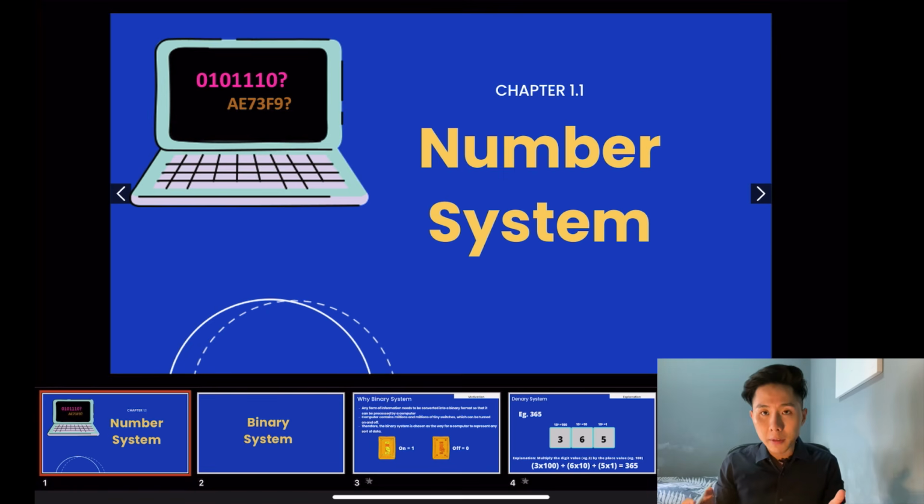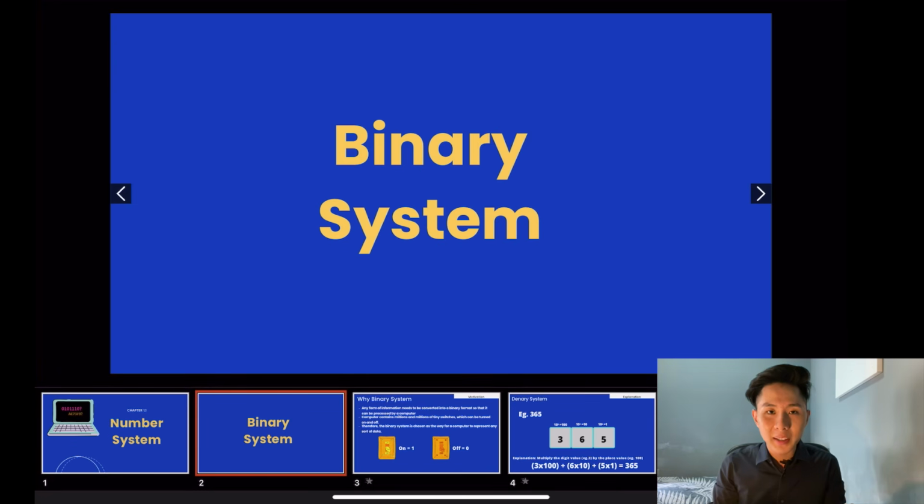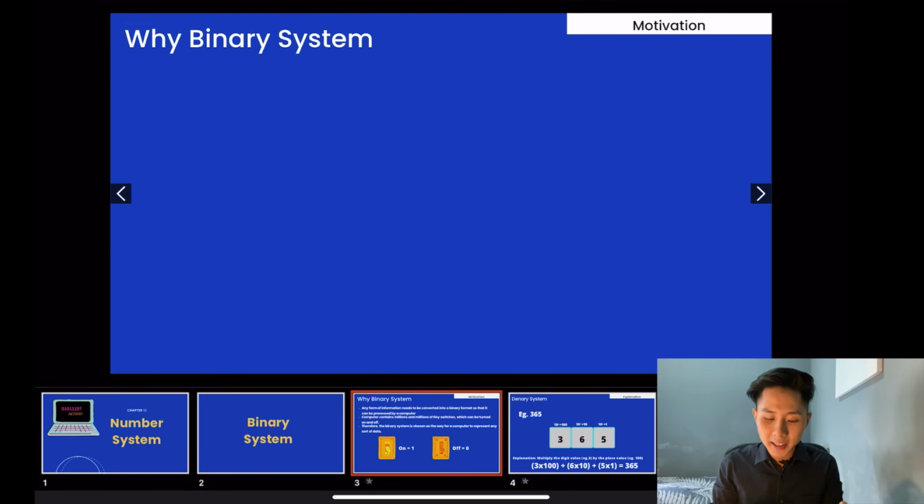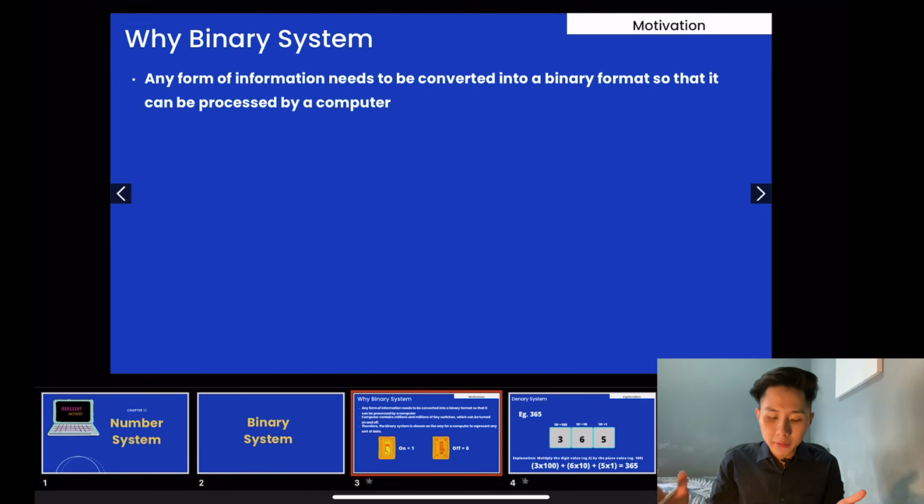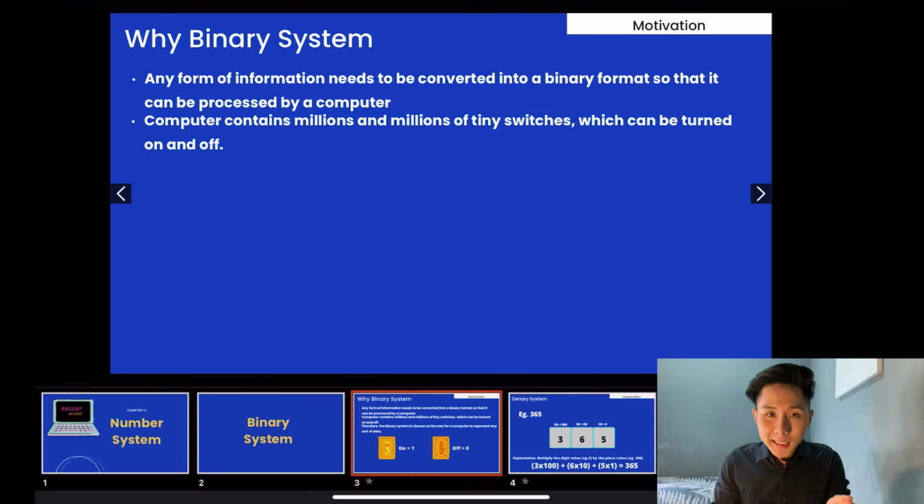The first topic that we're going to revise today is called the number system. The first system that we're going to go through is called the binary system. The reason that we are learning it is because any form of information, such as text, images, music, needs to be converted into a binary format so that it can eventually be processed by a computer, which means binary is the only language which a computer can speak in. This is because a computer contains millions and millions of tiny switches which can be turned on and off.